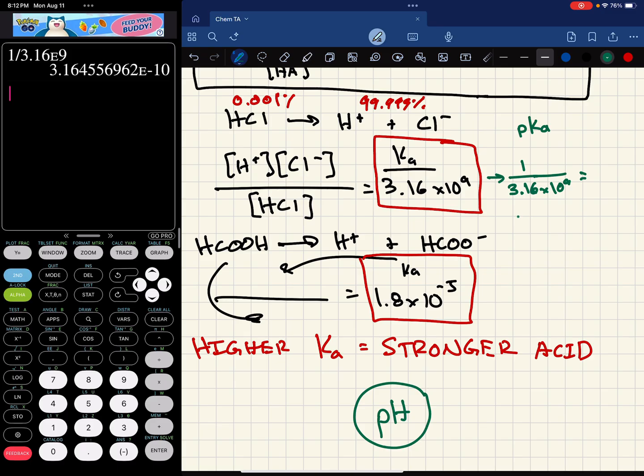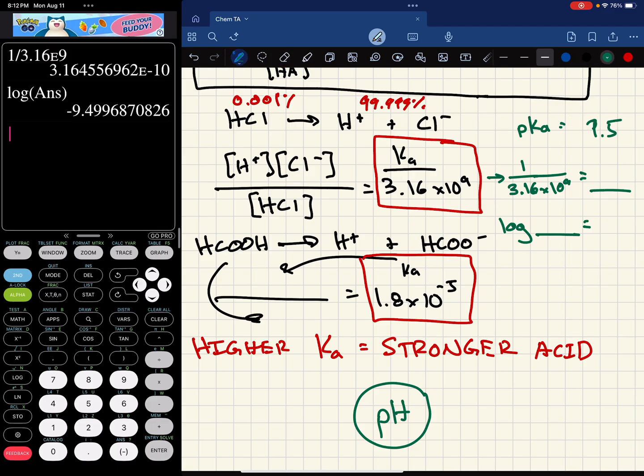And then it gives me an answer, and then we take the log of that answer. We just do the normal log. Since we did the 1 divided by that, which does the anti-log, now we do the normal log of this, and that gives us our answer, negative 9.5. So the pKa is negative 9.5.